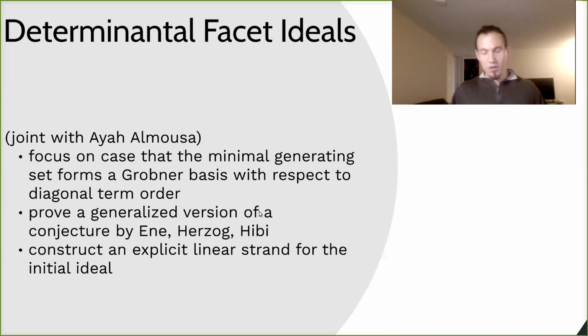The big results coming out of this are: we prove a generalized version of a conjecture of Ene, Herzog, and Hibi, which states that the Betti numbers of the original ideal and the initial ideal coincide. We prove this in all possible cases except for the binomial edge ideal case. That is still open. However, almost as good, we at least construct an explicit linear strand for the initial ideal in all cases, including the binomial edge ideal case. One consequence of this is that the linear strand Betti numbers of the initial ideal and the original ideal agree no matter what, including the binomial edge ideal case.